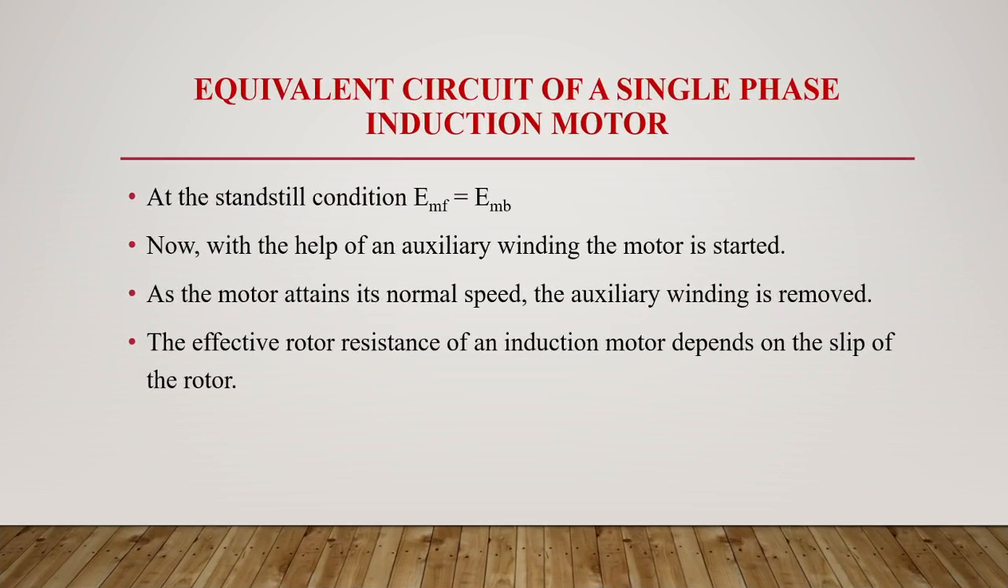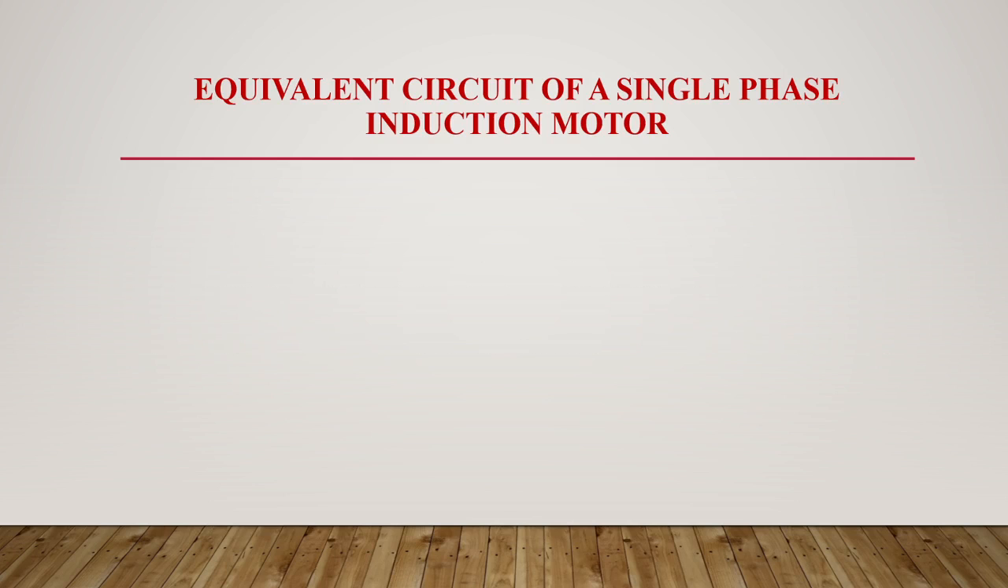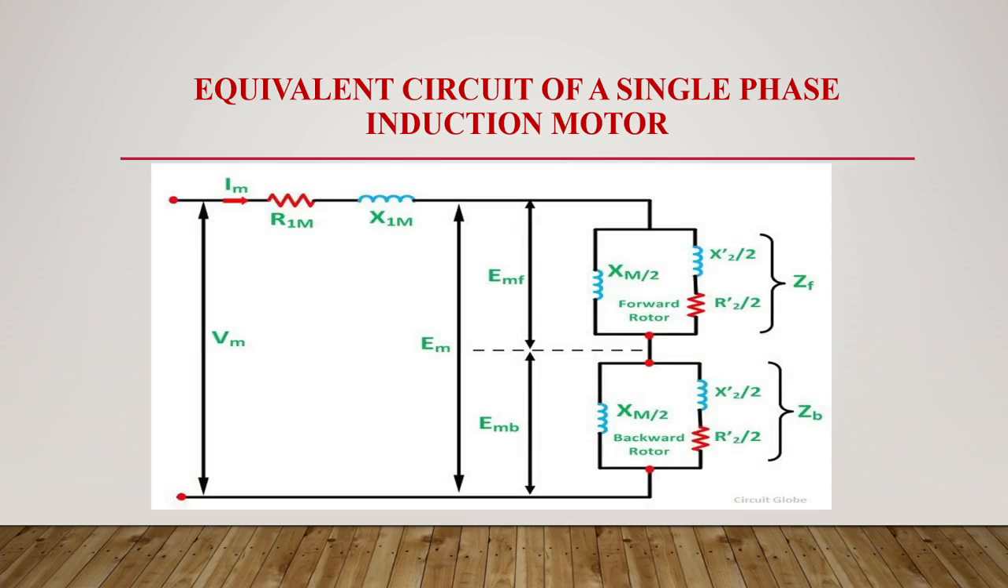So, with the help of auxiliary winding, motor will be started and motor attains its normal speed. Then auxiliary winding will be removed. Effective rotor resistance of induction motor will depend on the slip of the rotor. So, this is the equivalent circuit diagram which we obtained now.